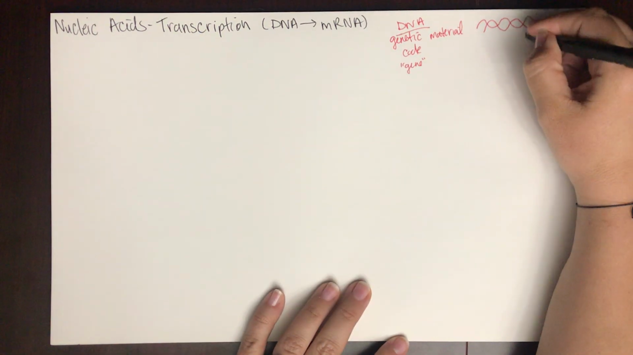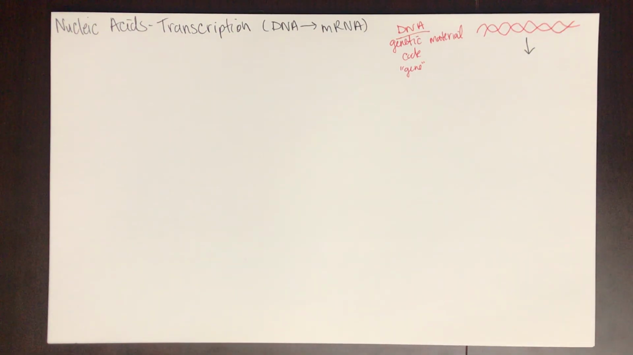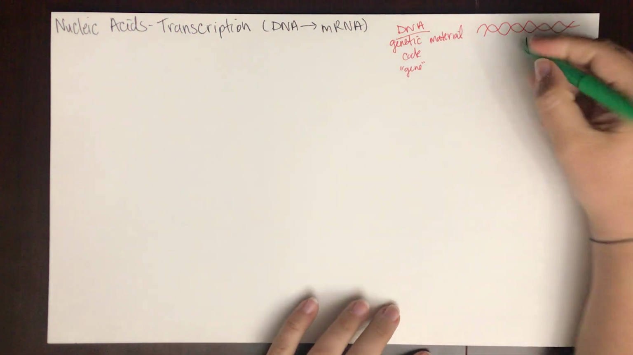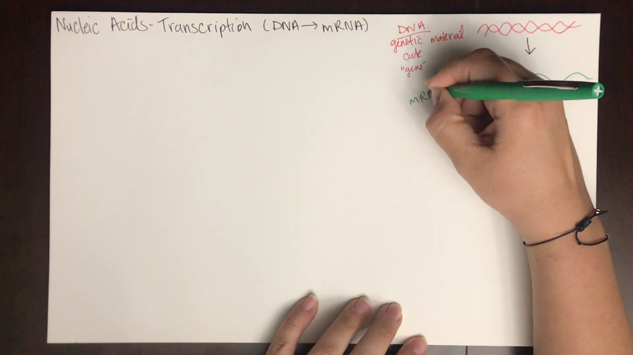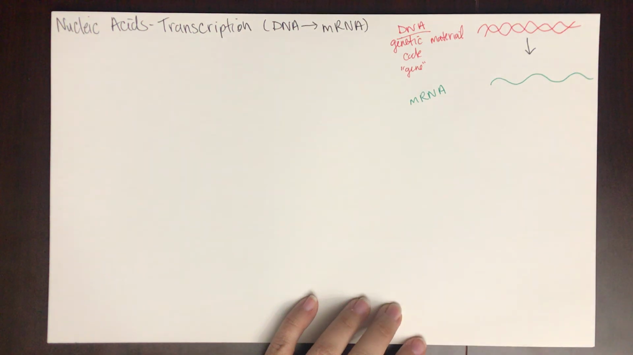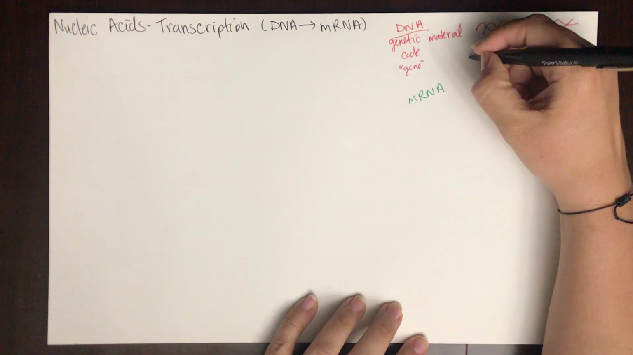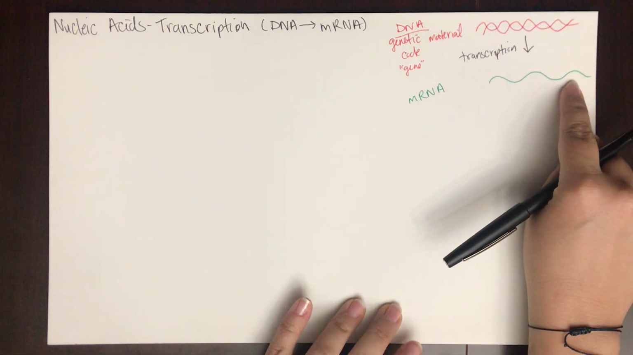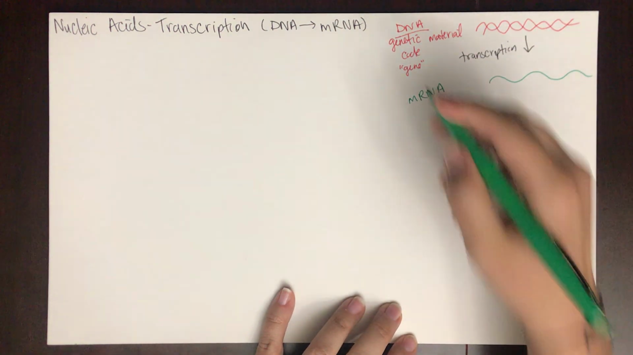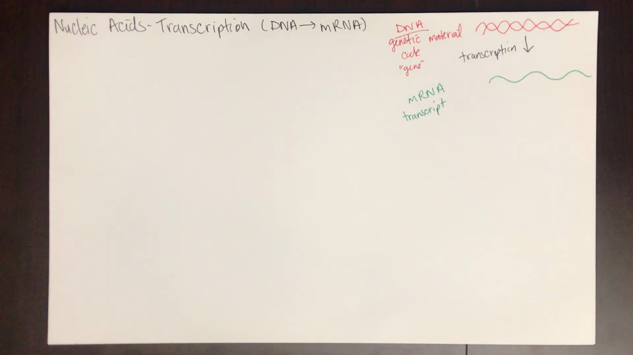DNA. So the next thing that happens is this double-stranded DNA, a copy of it is made into single-stranded messenger RNA. This process from double-stranded DNA to single-stranded messenger RNA is called transcription. Sometimes you'll hear this messenger RNA called a transcript. Ultimately, this transcript is then going to become translated into protein.